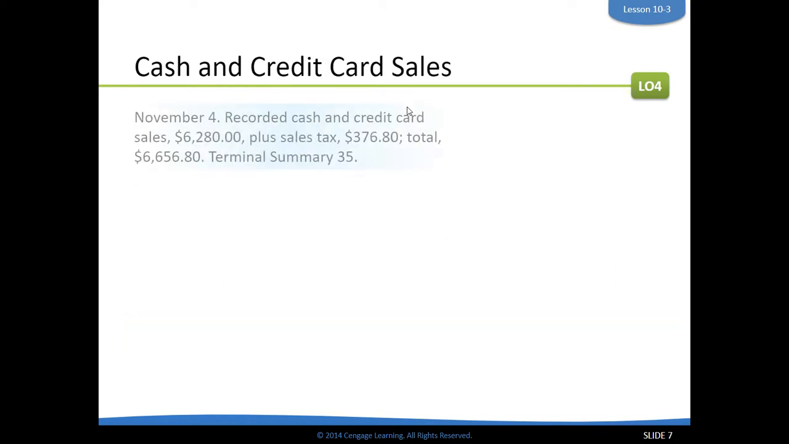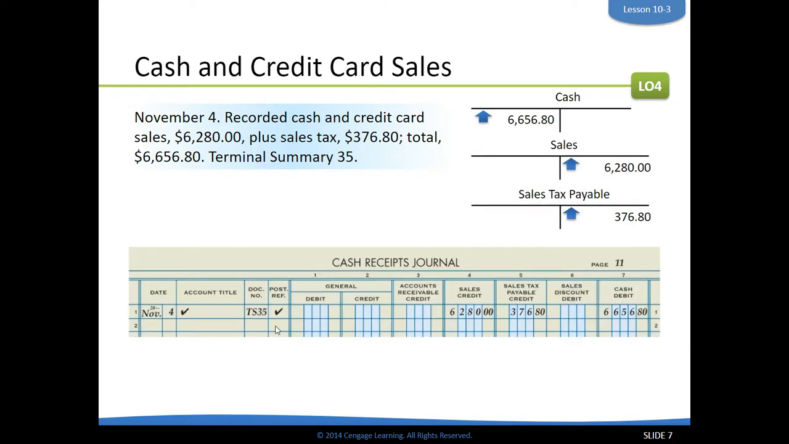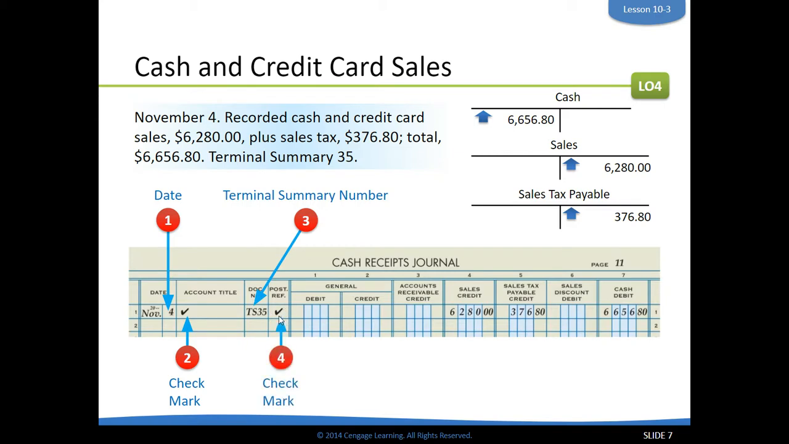So the first transaction we're going to journalize in the cash receipts journal is recorded cash and credit card sales. It has the total sales, the sales tax, and then the total. Our source document here is Terminal Summary 35, so TS 35. What we're going to do is start by putting the date. Then we're going to put a check mark in account title. The document number is TS35, and we're going to put a check mark in the post reference column.